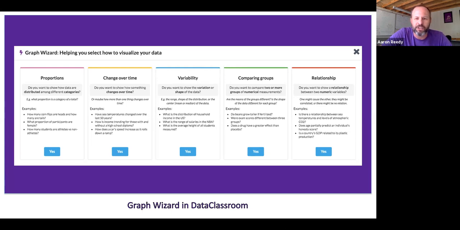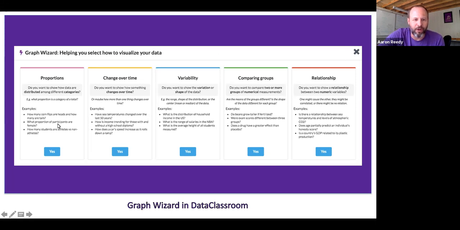But you can see underneath each of the main headings, there's a question that asks, what do you want to show? Do you want to show how data are distributed among different categories? Well, that's proportions. Do you want to show how something changes over time? That's changes over time. Do you want to show the variation or the shape of the data? That's variability. And variability might be a word that your students aren't initially familiar with, but they might be able to grasp onto looking at variation or shape of the data. Comparing groups, right? Are you trying to compare things in terms of some numerical measurement? And then relationship. This involves two numeric variables. Are you looking for how one might be related to the other?